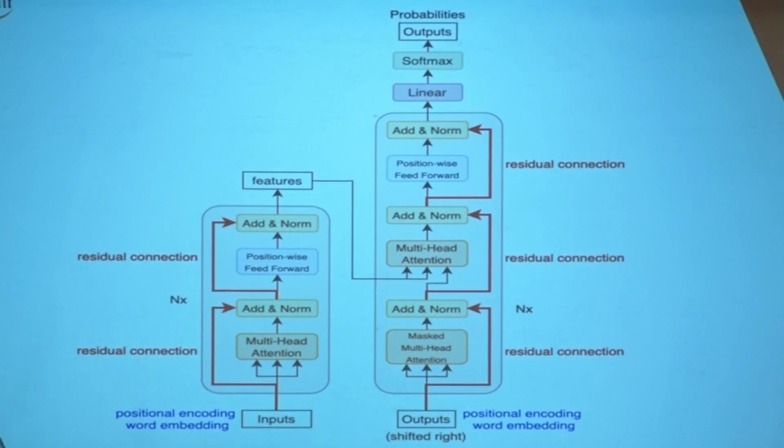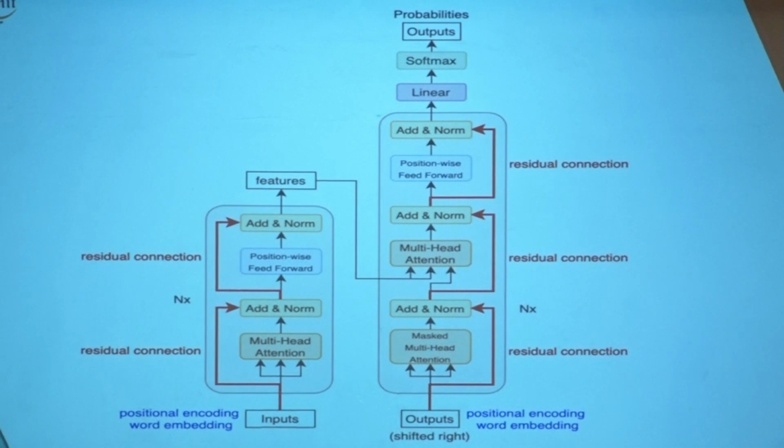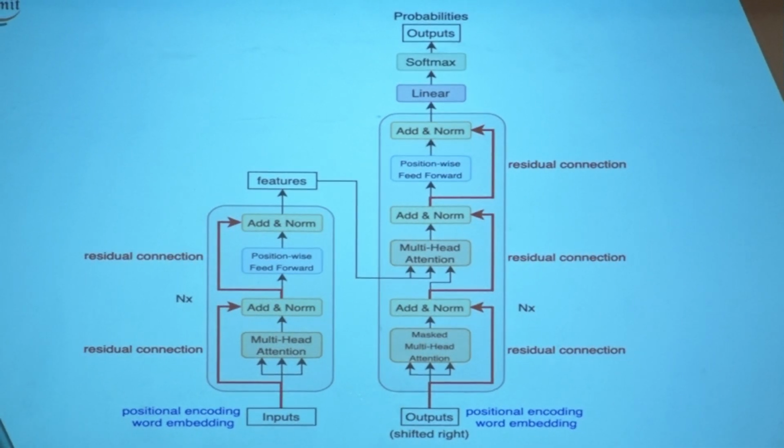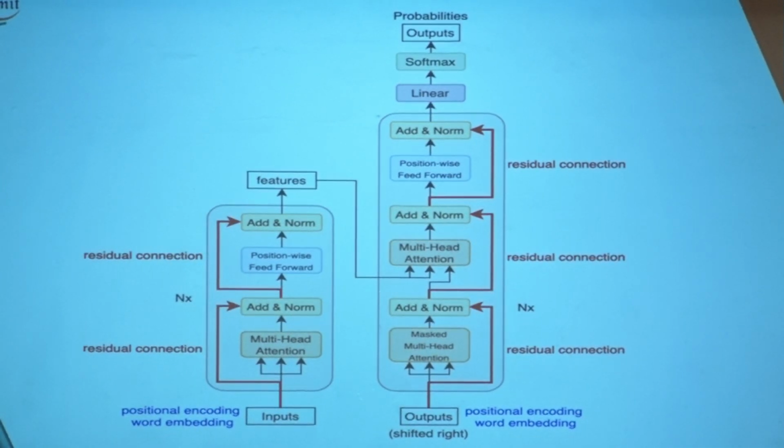Now look at the diagram very carefully. What is the second block? Multi-head attention. Now look at the arrow marks. Two arrow marks are coming from where? The encoder block, that is the output of the encoder block, which are the features. The third arrow mark is coming from where? The masked multi-head attention.